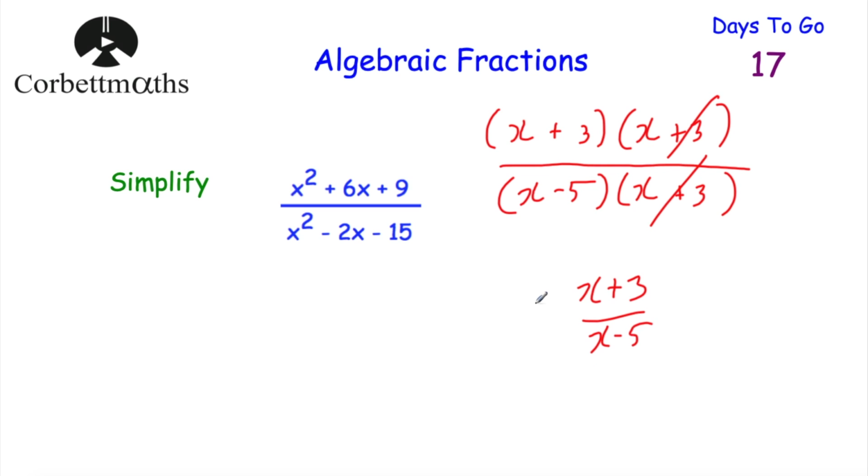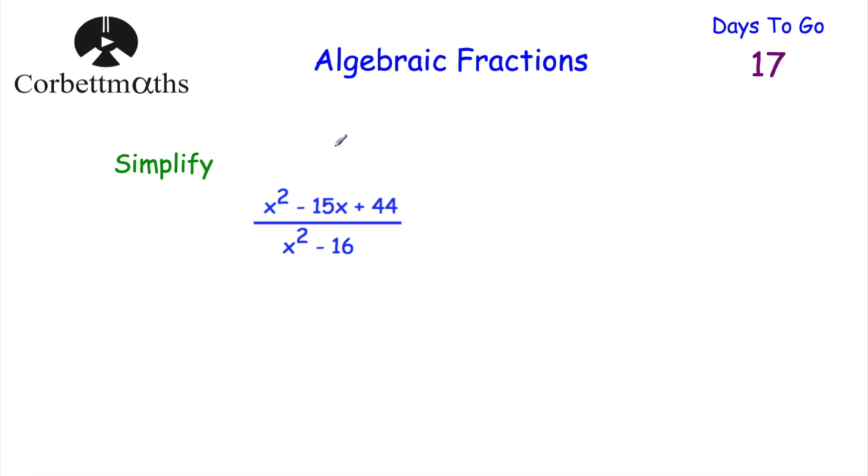And again, if you got that, well done. Okay, let's look at our next question. This time I want you to press pause and simplify x squared minus 15x plus 44 over x squared minus 16. Again, let's try and factorize the numerator and factorize the denominator.